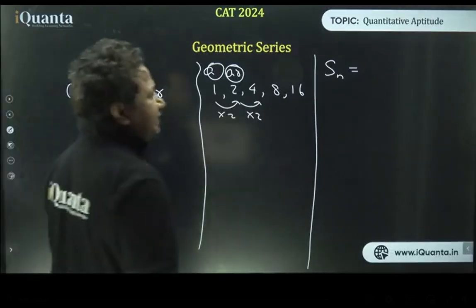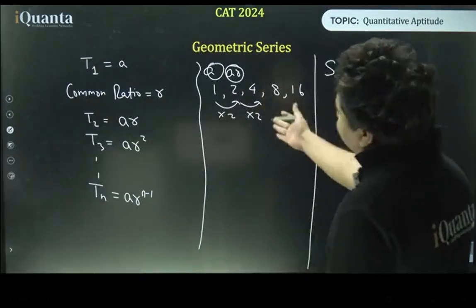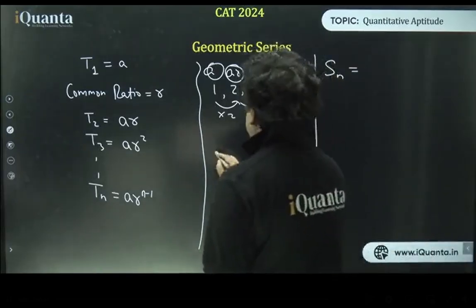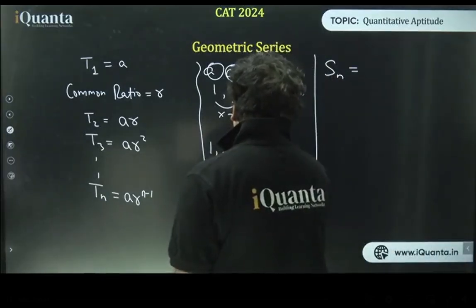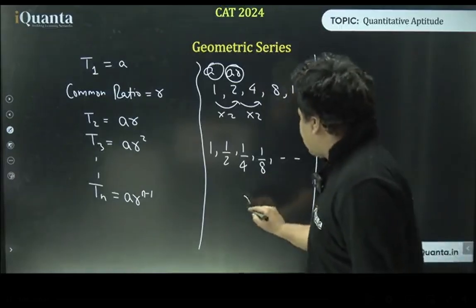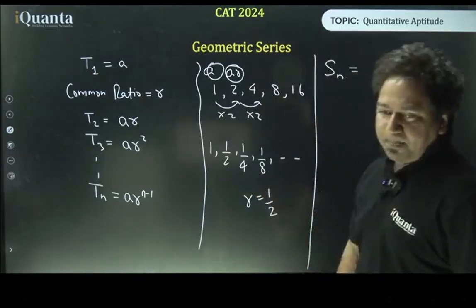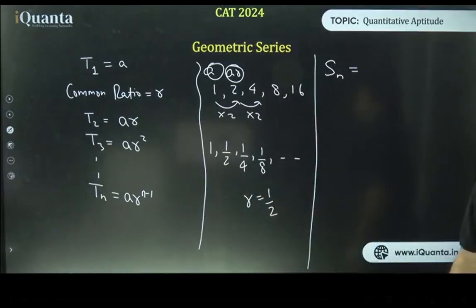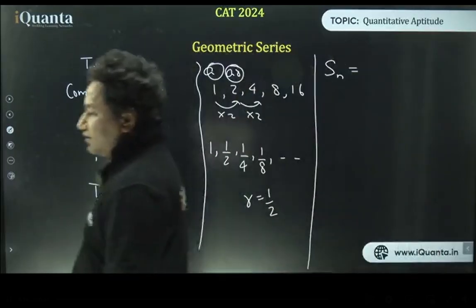Sn. So basically, there are two things. In this case, as you can see, the ratio is 2. But I can have a series like this: 1, 1 by 2, 1 by 4, 1 by 8, and so on. This is also GP, isn't it? In this case, the common ratio is 1 by 2, right? Understood?